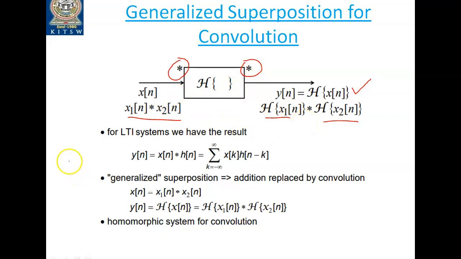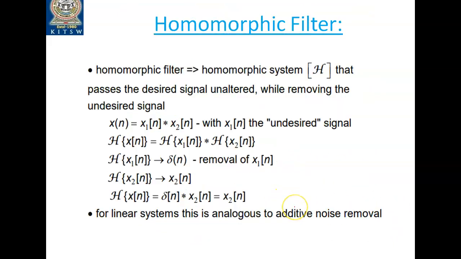For linear time invariant systems, we have the result we already know: y of n equals x of n convolved with h of n, which is given in discrete form by the summation of x of k into h of n minus k. The generalized superposition principle is nothing but the addition being replaced by the convolution. So x of n equals x1 of n convolved with x2 of n. This I am calling the homomorphic system for convolution.